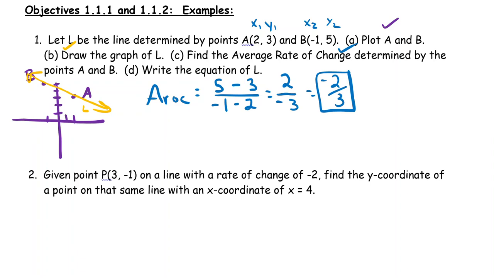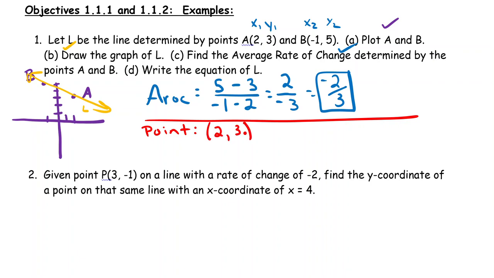Write the equation of line L. Whenever you are asked to write the equation of a line, you always have to tell yourself, I need 2 things. You need a point and you need a slope. The point you need, you've got 2 points on this line. You've got (2, 3), and you've got (-1, 5). It doesn't matter which point you use. I'm going to use (2, 3) just so I don't have to worry about any negative errors. And you need the slope of the line. Well, I just did that in part C. The slope I found to be negative 2/3.